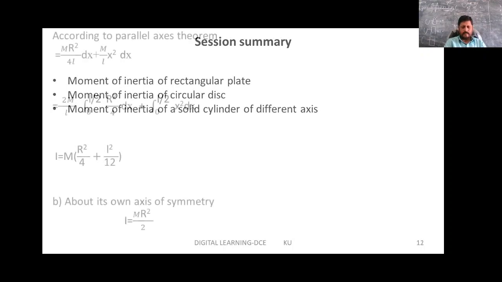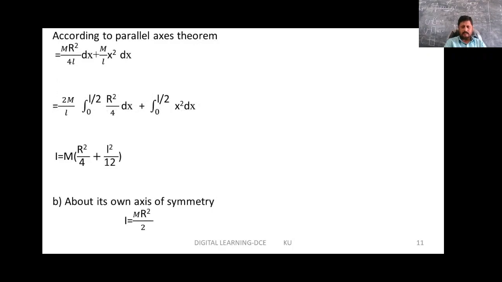So by using the formula I equals m into r square over 4 plus L square over 12, we can determine the moment of inertia of a cylinder.